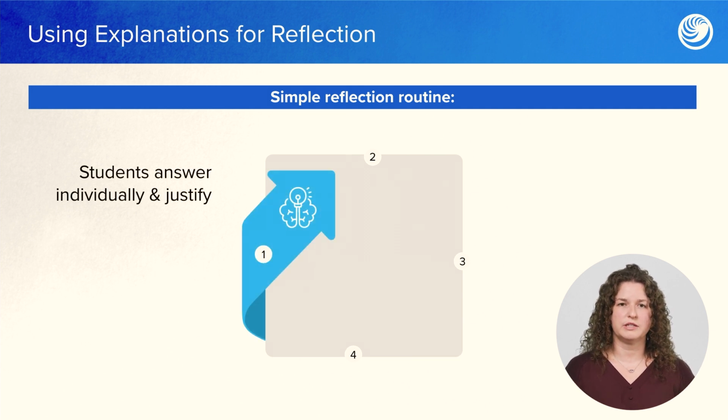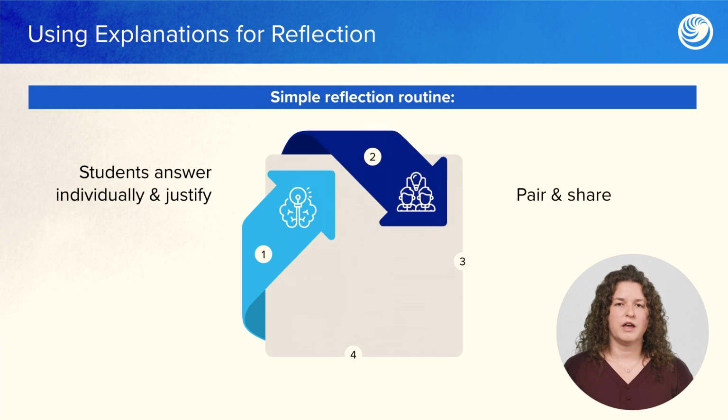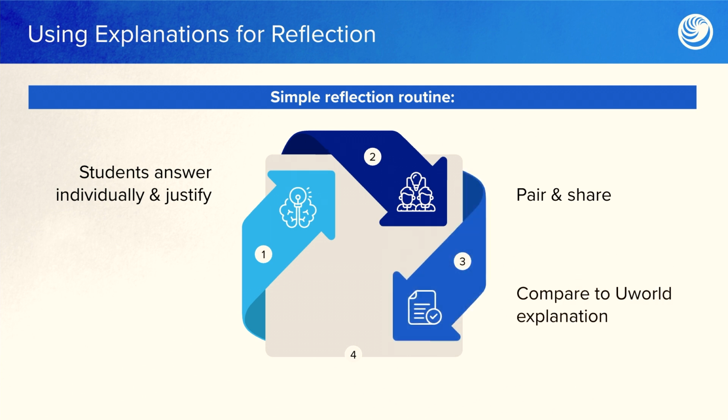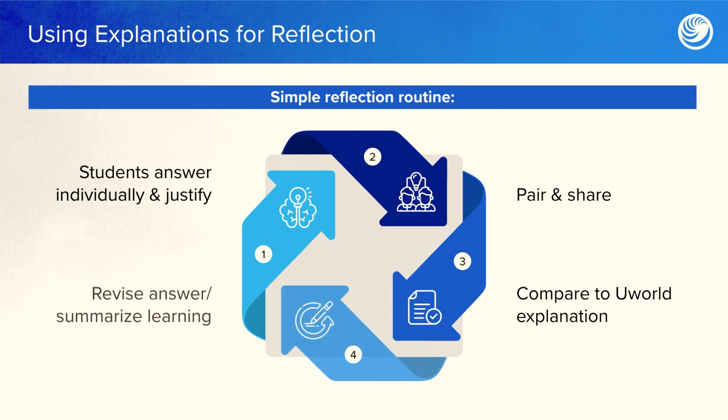First, have students answer a multiple-choice question on their own and write a brief justification for why they chose that answer. Next, have students pair and share. They don't need to revise their answers at this point, they're just sharing their thought process with a peer. Step 3 is where you'll have students compare their answer and justification to the UWorld answer explanation. For the first few times you do this in class, I would go through the explanation with the whole class and walk students through how to read over the explanation.